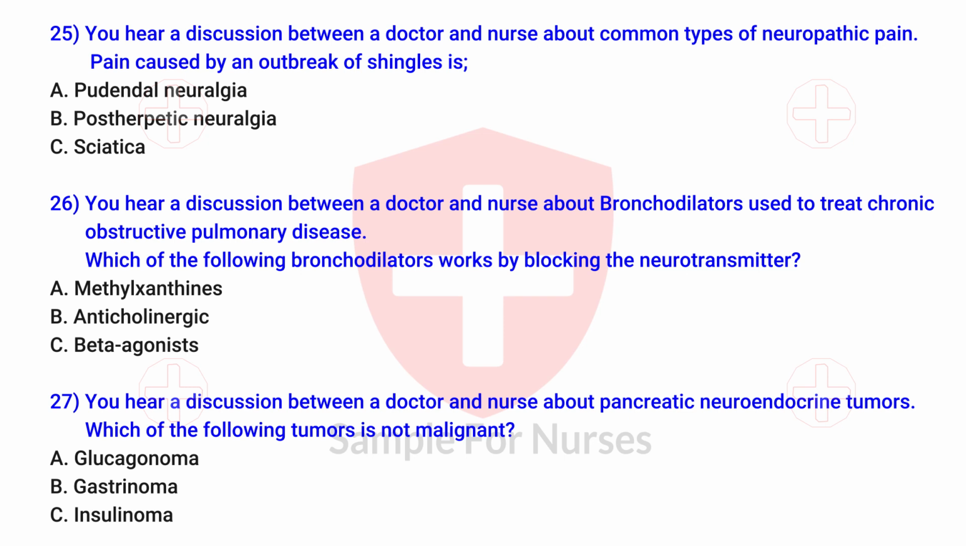Insulinomas are usually benign. Glucagonoma forms in the tail of the pancreas. Most glucagonomas are malignant. VIPomas, which make vasoactive intestinal peptide. Somatostatinomas, which make somatostatin.